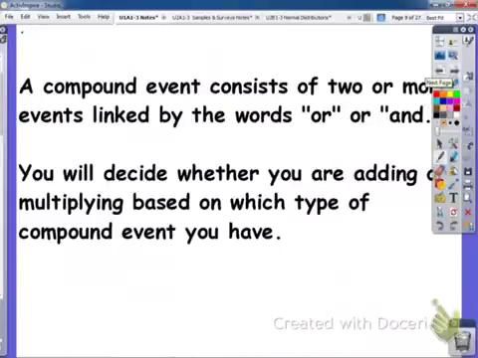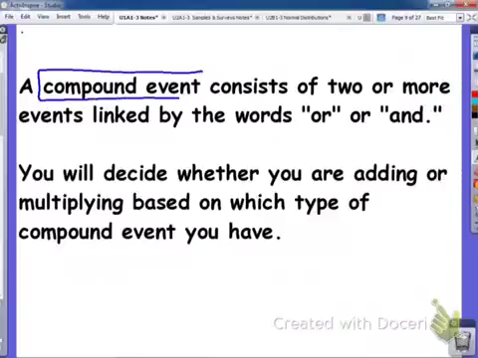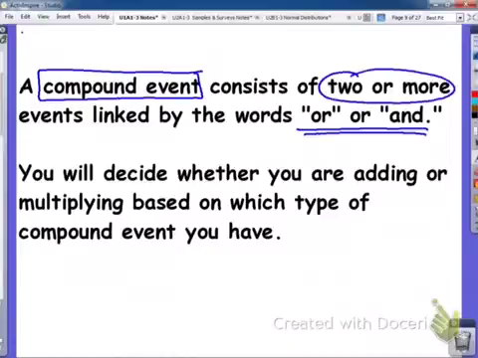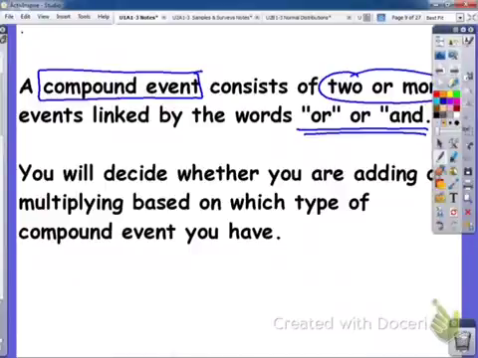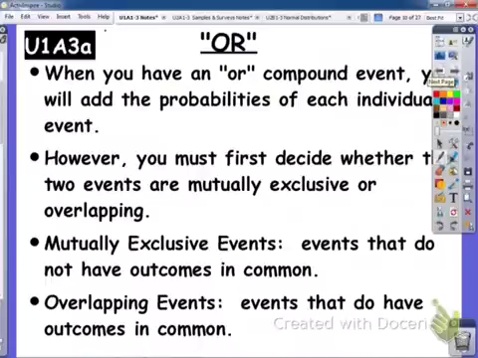And now I'd like to get into compound events. So, compound events consist of two or more events linked by the words or and. You will decide whether you are adding or multiplying in these problems based on which type of compound event you have. So let's look at some details.